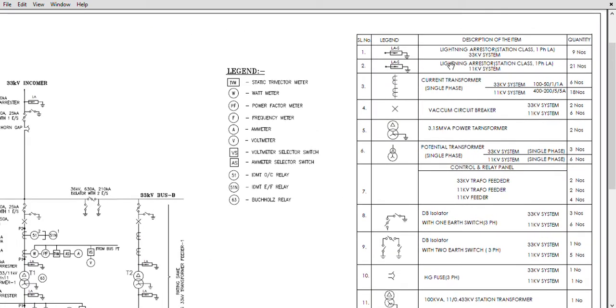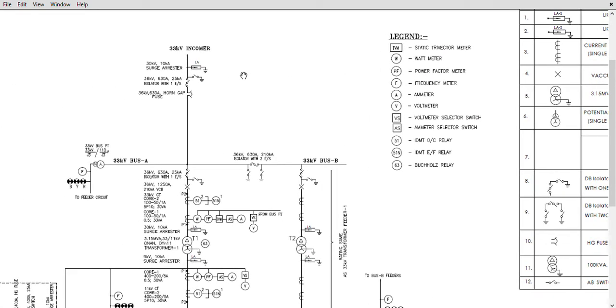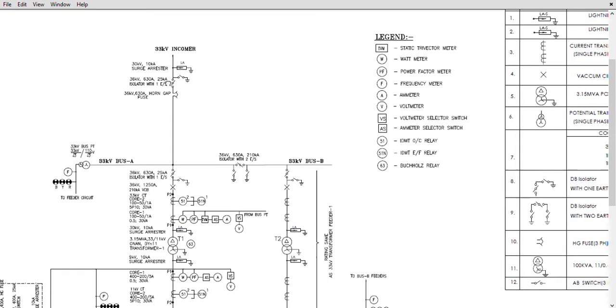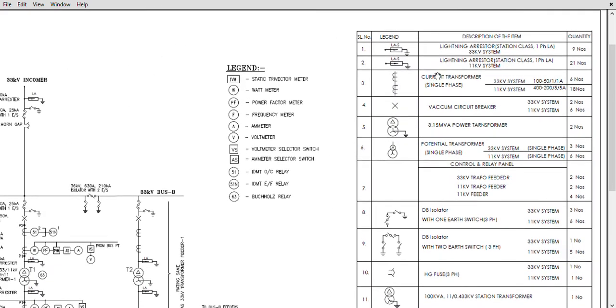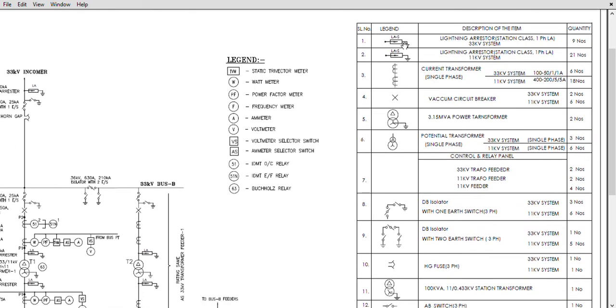Otherwise usually people will not mention the description or a long description here. Even if they have to mention, they will simply mention 33 kV LA. What is the rating and all, they don't mention. So let's go to the BOQ now.